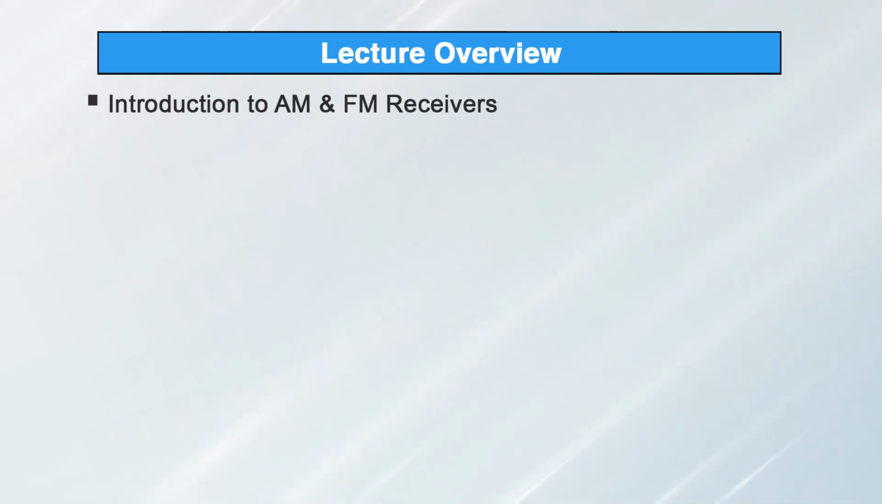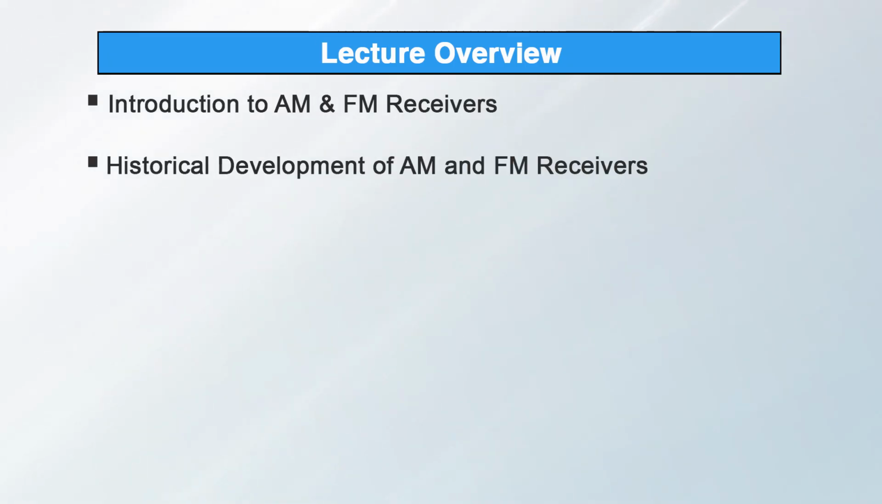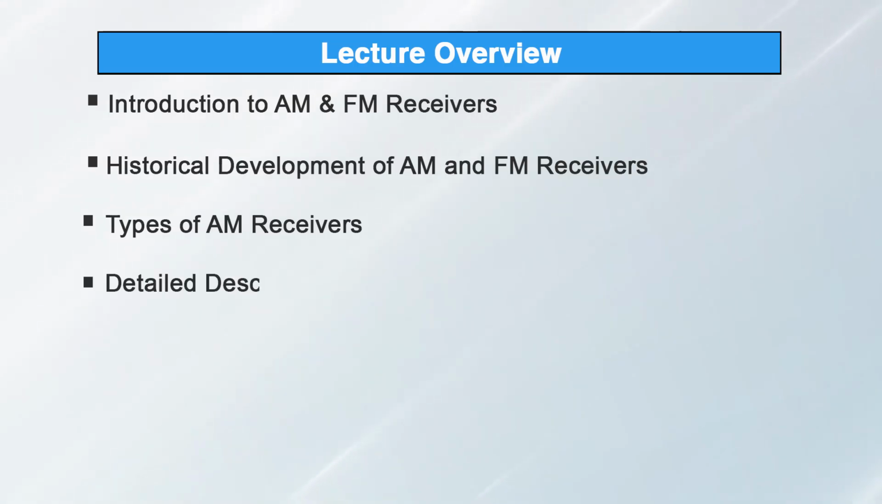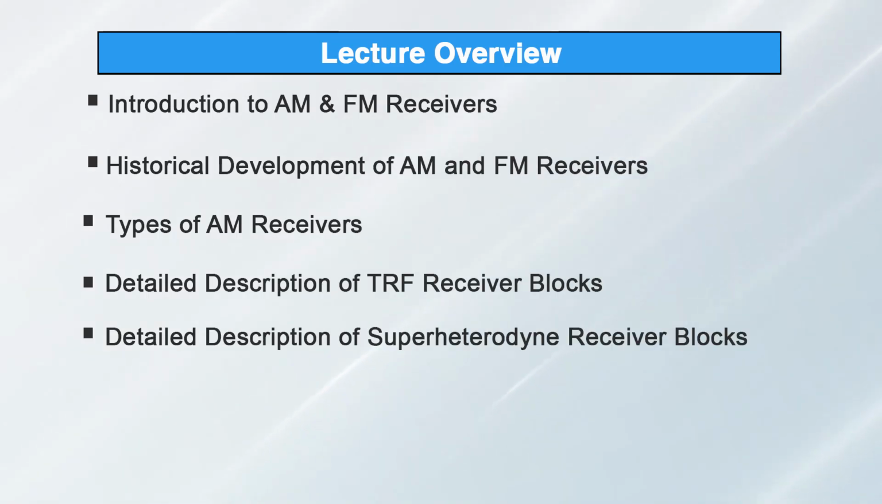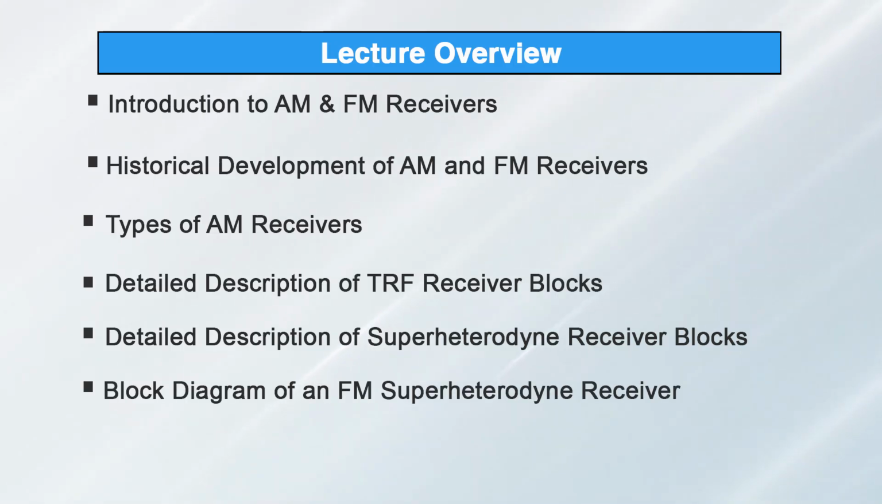Before moving ahead, here's a quick overview of today's lecture titled AM and FM receiver. Let us briefly discuss today's lecture flow. First, we will deal with the introduction to AM and FM receiver. Then, some historical developments of AM and FM receivers. We will discuss types of AM receiver. Then, we discuss the TRF receiver block diagram. We will discuss the super heterodyne receiver block diagram. We will also take into consideration an FM super heterodyne receiver.